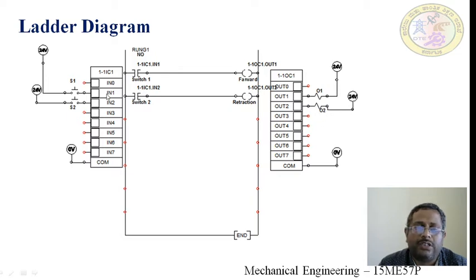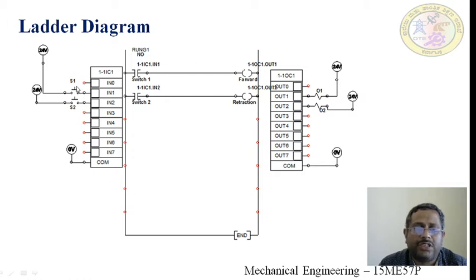Here, input 1 and input 2 are connected to push button switches, that is S1 and S2, and these two solenoids are the output kind. A 24 volt supply and 0 volt are given to both the input card and output card to operate the switches and outputs. This is the ladder diagram.